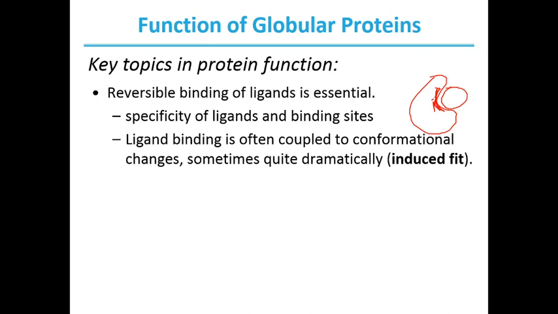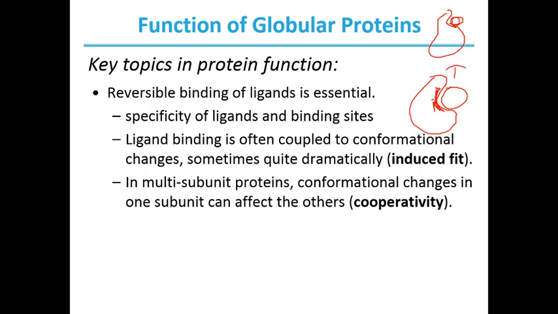Now, ligand binding is often coupled to conformational changes, sometimes quite dramatically. This means that once a ligand binds a protein, it can alter the structure of this protein, which means that once the ligand binds, the structure of the protein can change like that. That depends on the nature of the ligand and the site where it binds a protein.